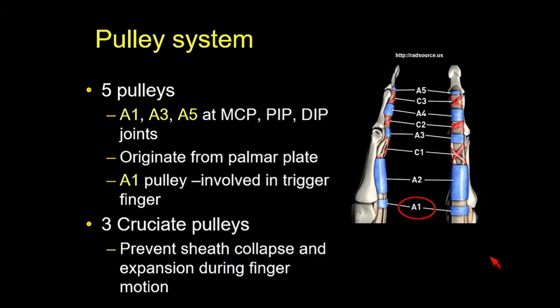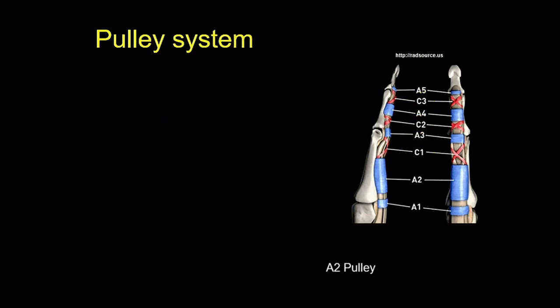the trigger finger. And just so you know, also there are 3 cruciate pulleys, and these are named cruciate because they crisscross, and they prevent the tendon sheath from collapsing and expanding during finger motion. So these pulleys really help to keep the tendons adjacent to the bones as we flex and extend our fingers for functional purposes. I'm just going to show you here, this is the A2 pulley. You can see this is a bit of a broader, longer pulley here, and it's located along the proximal phalanx.